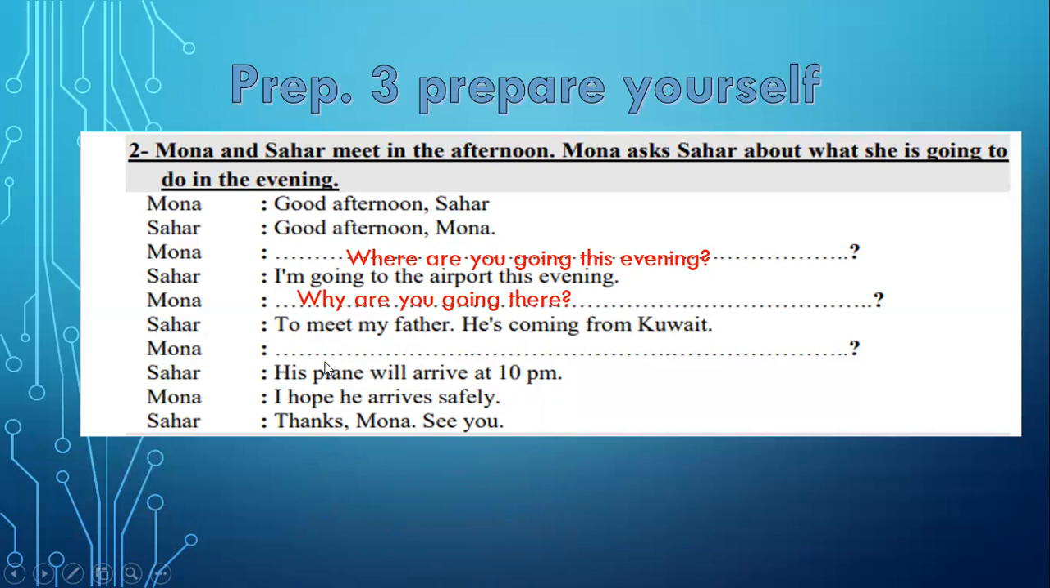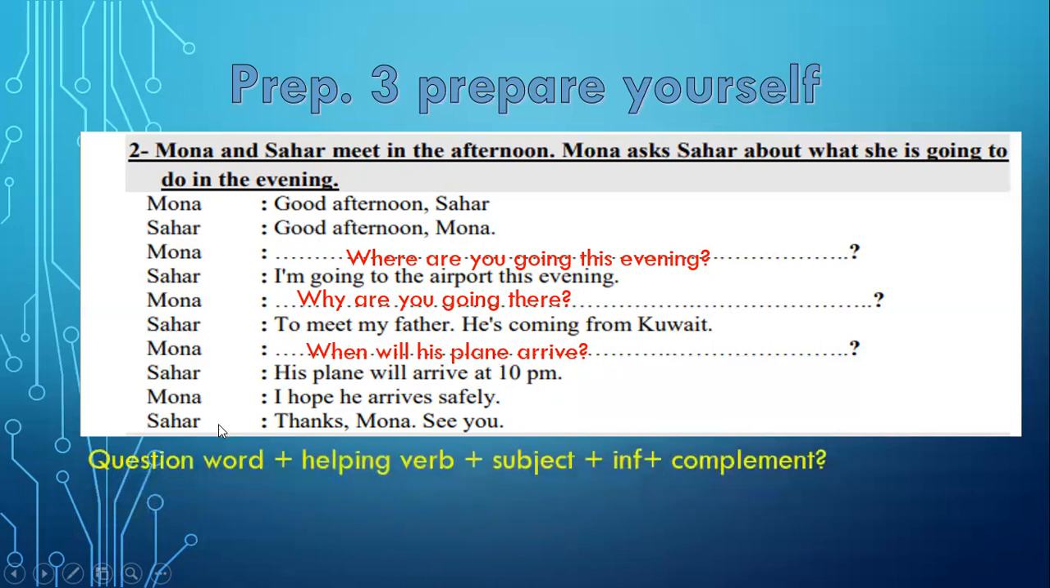And then Mona asks another question. Sahar in the answer says, his plane will arrive at 10 p.m. All right. So here we have a time. When we want to ask about time, we use when. And the helping verb is will. We use it because we have it in the answer. The question will be, when will his plane arrive? We are asking about time, so pay attention not to put the time in the question.